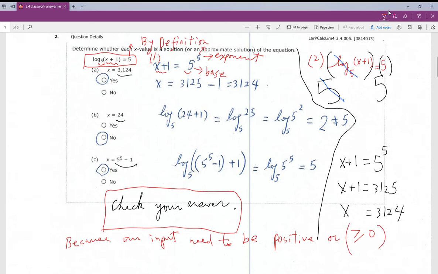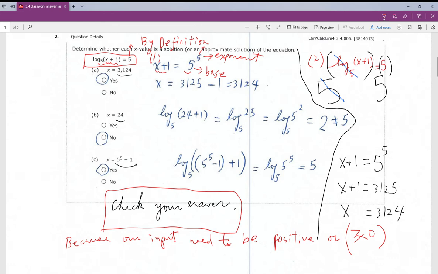Okay, because our input needs to be positive, or in other words, greater than 0, not equal. It cannot be 0. Why is that? If you have a question, I will explain in the class. Today we want to focus on how to do the calculation.